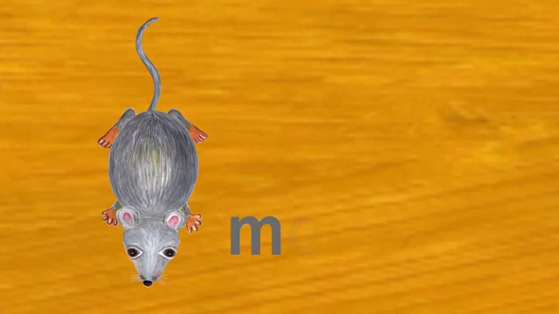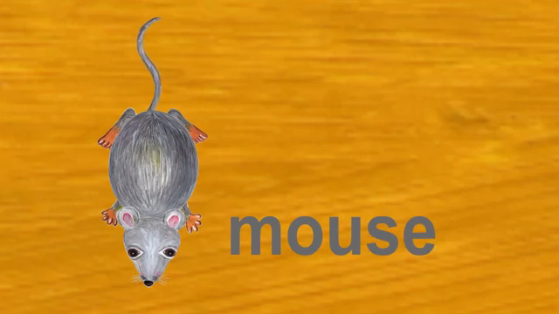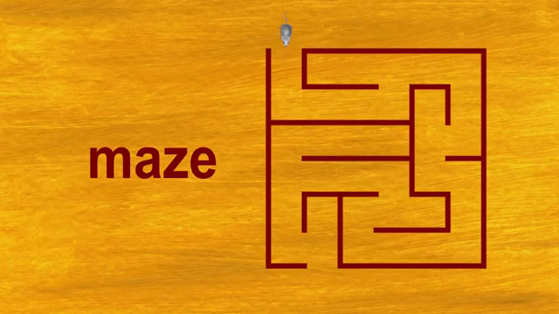The next letter is M. M is for mouse. This is a maze. Maze also starts with M. The mouse wants to find some cheese. Let's help the mouse to get the cheese.